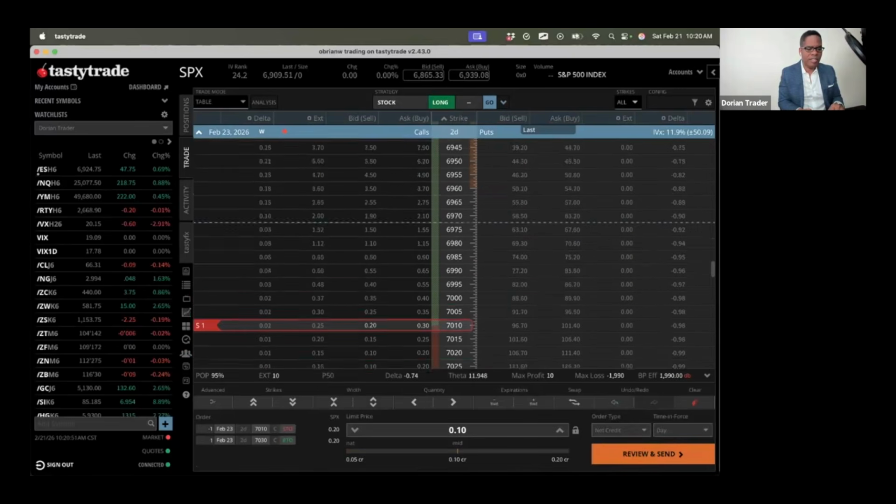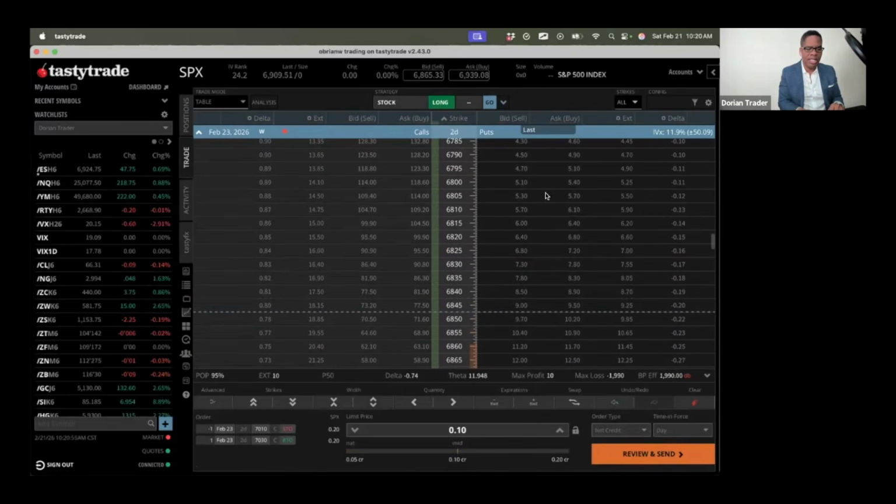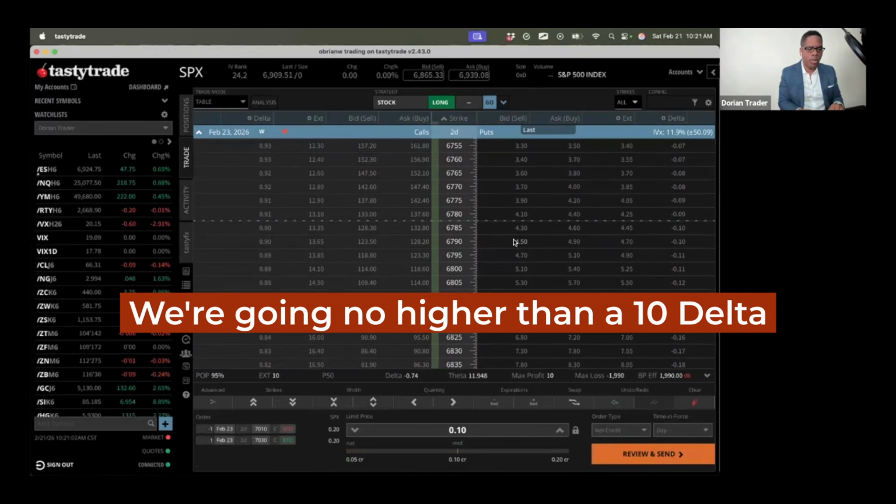Okay. And on the bottom side, let's just say 68.10. 100 points down. That's a 13 delta there. So we're not going to go to a 13 delta. We're going no higher than a 10 delta. So we're going to be further away on this put side. We do a 20-point wide spread.